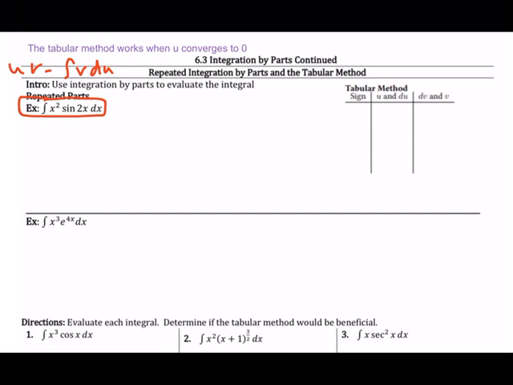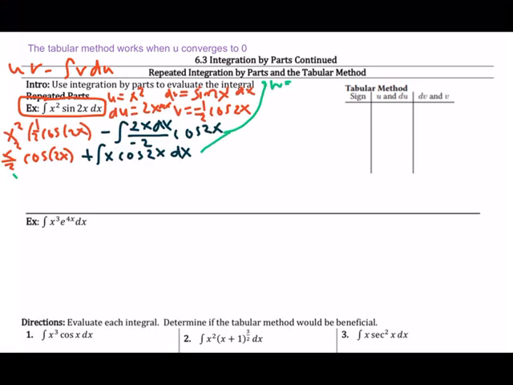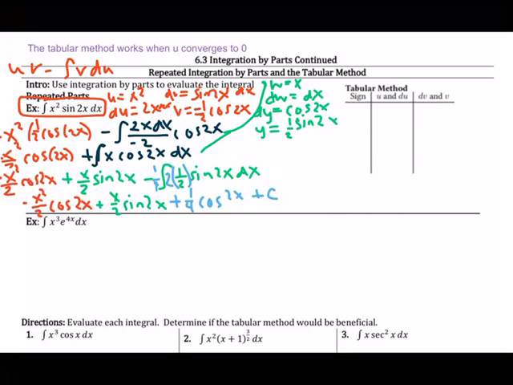I'm going to warn you, on this example, you actually are going to have to use integration by parts twice. So you have been warned. All right, so once you get to this step right here, you're going to have to use integration by parts again. So check and make sure you're right, and then pause the video and keep working through. All right, so here is our final answer.